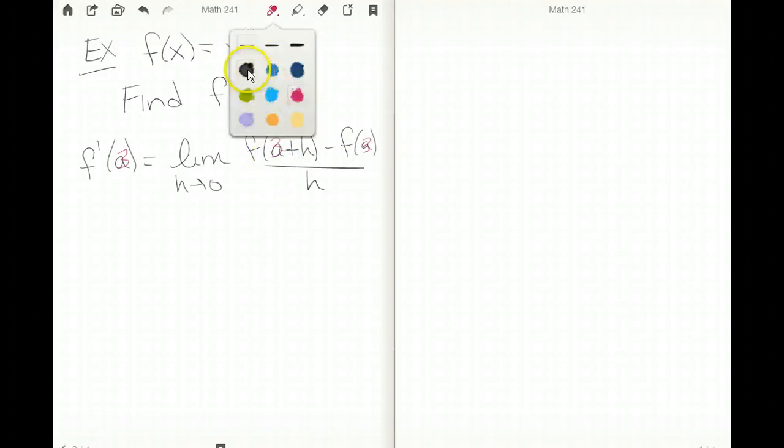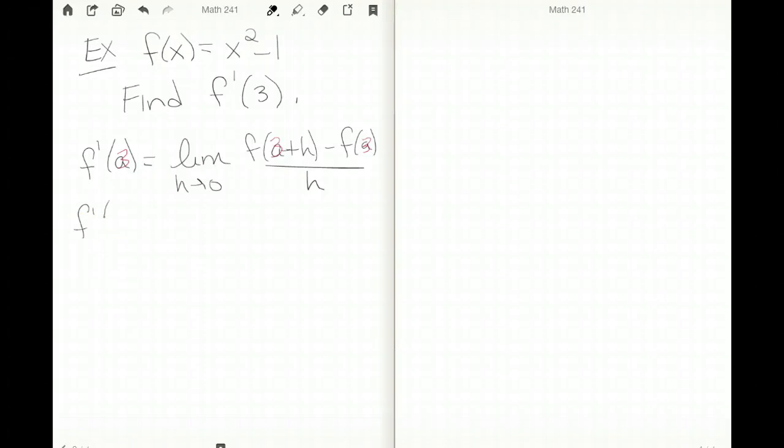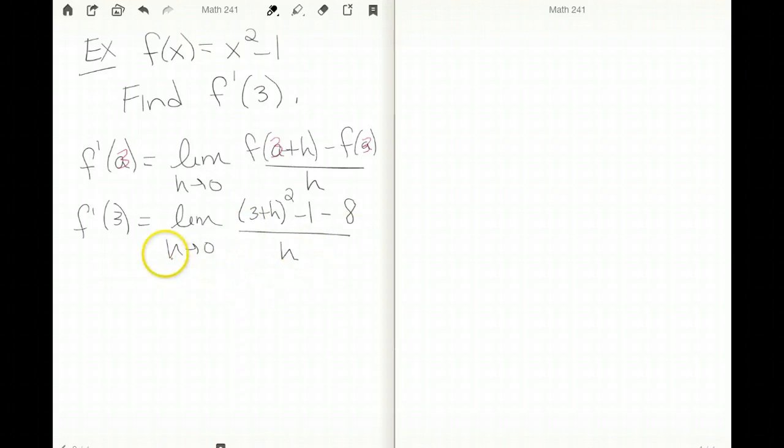Okay, so that means I could rewrite this so that f prime of 3 is the limit as h approaches 0, and I just have to do what? Plug in 3 plus h into the function. So that means I do 3 plus h squared minus 1, because remember I put 3 plus h here, square it and subtract 1, minus the function at 3. Well, what is f of 3? 3 squared is 9 minus 1 is 8, all over h. Now we can work this out by squaring things out and canceling terms.